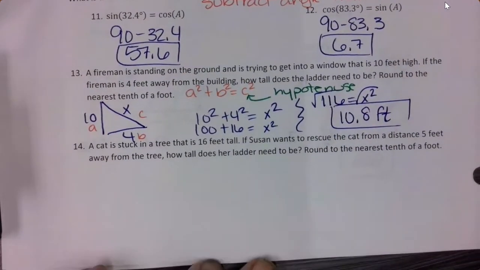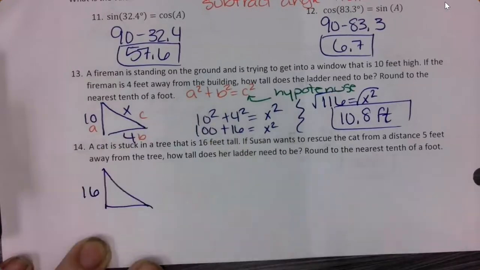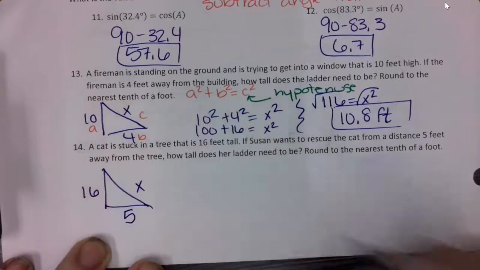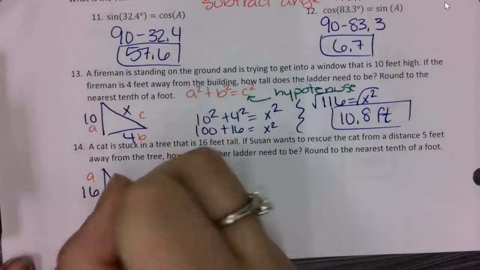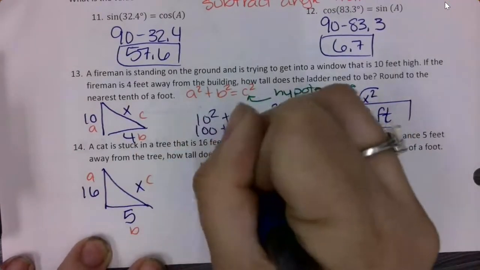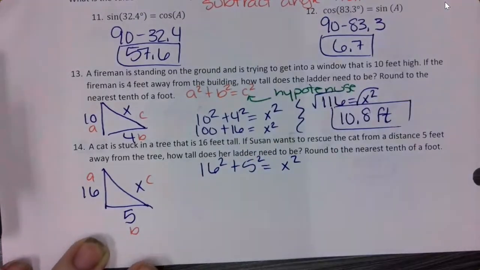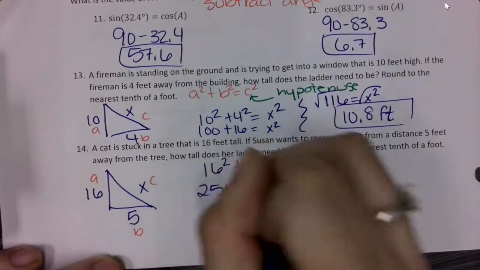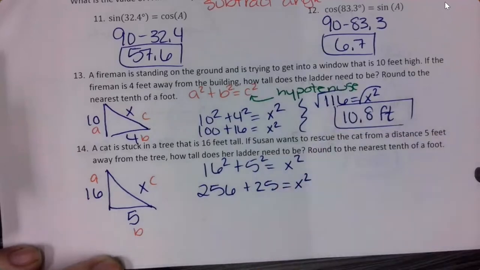Okay. Number 14 tells me that there's a cat stuck in a tree that is 16 feet tall. And Susan wants to rescue it from 5 feet away from the tree. How tall does that ladder need to be? So again, I'm going to use the Pythagorean theorem. I have A, B, and C. So I'm going to have 16 squared plus 5 squared equals x squared. 16 squared is 256. 5 squared is 25. X squared is x squared.